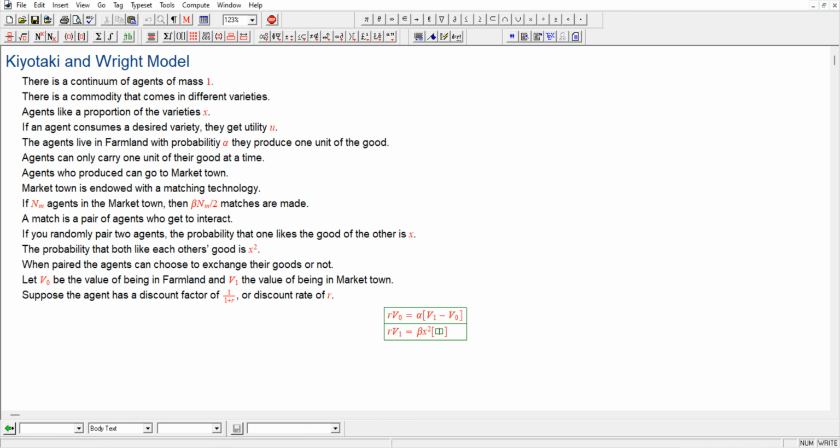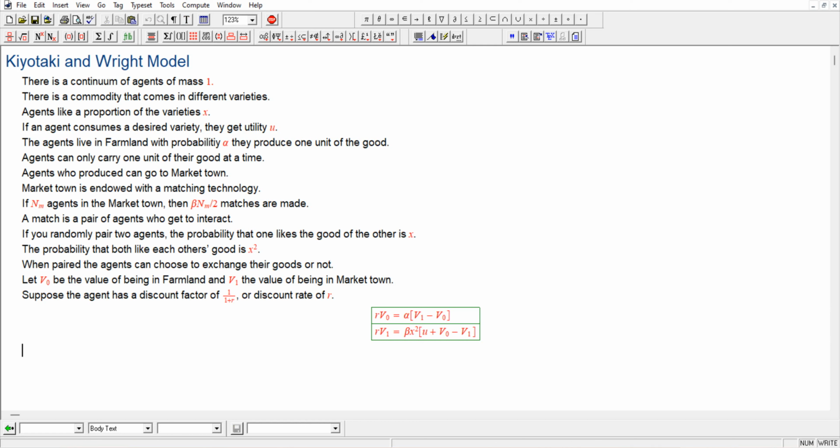In that case, what is the flow? Well, there's a direct flow of utility U, but also now my state has changed, so I'm going to get V0 and I'm going to lose V1. Now, with probability beta times x times 1 minus x, I match with someone who doesn't like my good, but then nothing happens because we're not mutually willing to trade, and so you get 0, and the same is true of all the other outcomes outside of this one. So these are the value functions.